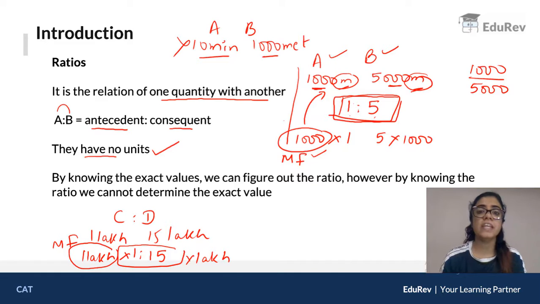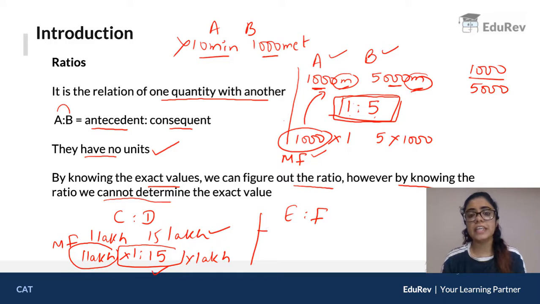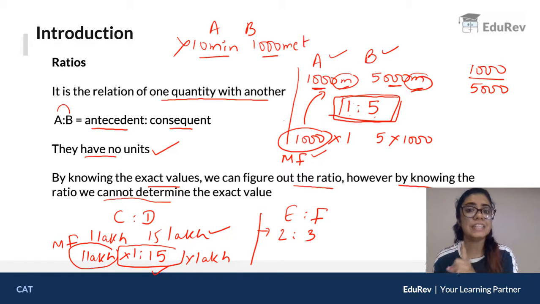Also there is one very important thing as far as ratios is concerned. By knowing the exact value, we can figure out the ratio. However, by knowing the ratio, we cannot determine the exact value. अभी ये दोनों examples which I have given you, you knew the exact value 1 lakh and 15 lakh. So you figured out the ratio, your ratio was 1:15. But suppose I tell you I have two people E and F, the ratio of their salaries is 2:3. ठीक है, the ratio of their salaries is 2:3.